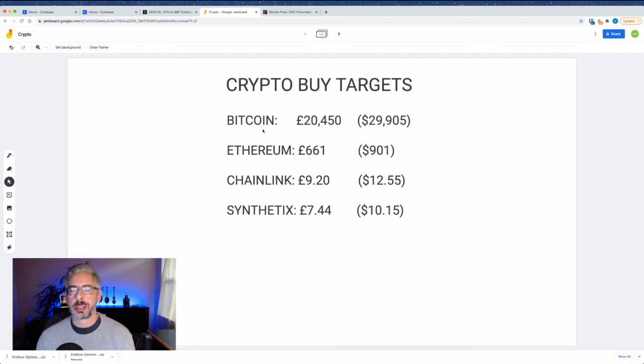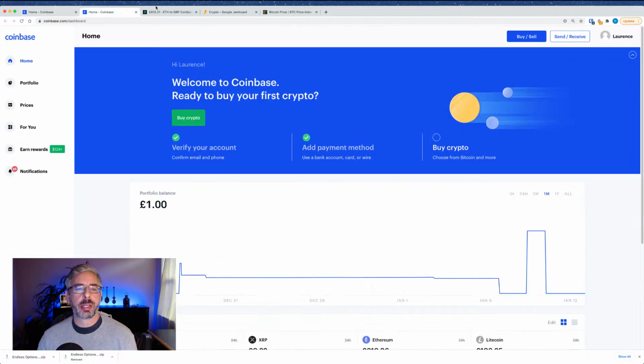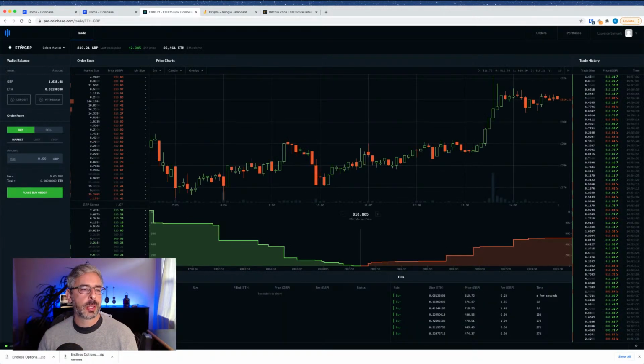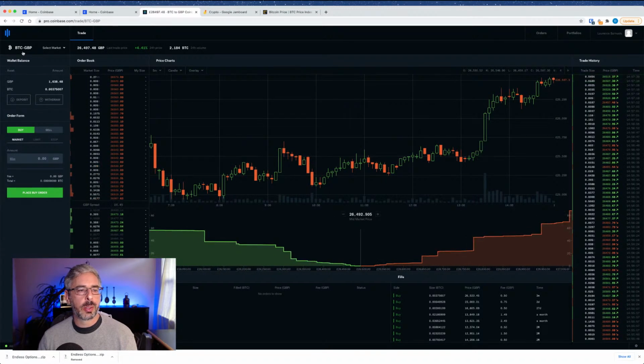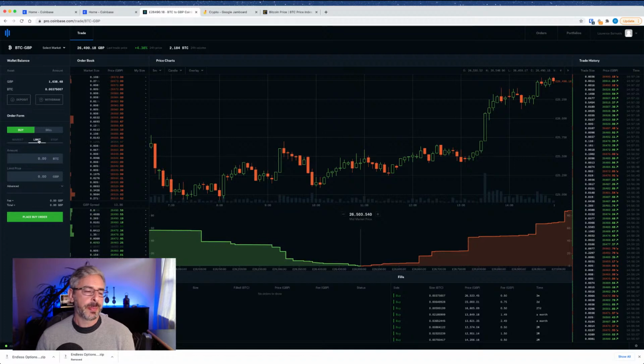I think things have changed, and these are the coins that I've been most interested in: Bitcoin, Ethereum, Chainlink, and Synthetix. So let's set up a limit buy order for somewhere around this price, just to show you. Again, this price is very optimistic and probably will not get hit, but you'll get the idea of how these limit buy orders work. So I'll do the Bitcoin to GBP again and make sure that one is selected. I'm going to be on the buy tab here, and then I'm going to select limit right here.